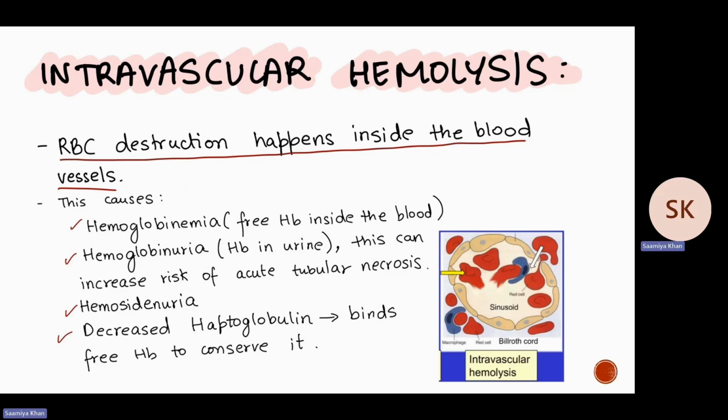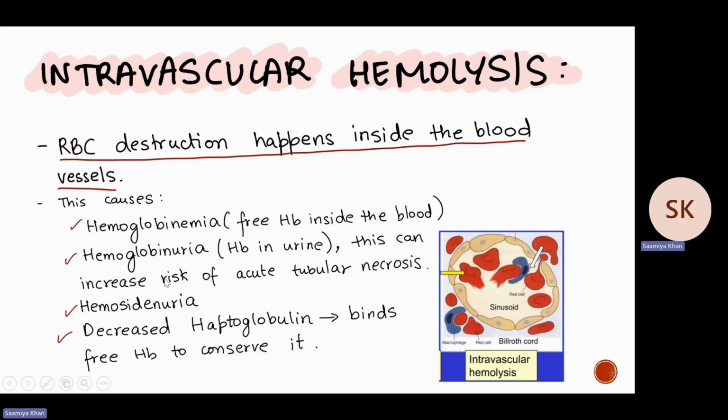And coming to intravascular hemolysis, this is RBC destruction that is happening inside the blood vessels. If we have RBC destruction inside the blood vessels, as you can see over here, it's going to cause hemoglobinemia, which is basically free hemoglobin in the blood. Hemoglobinuria, where hemoglobin appears in the urine, can increase the risk of acute tubular necrosis.